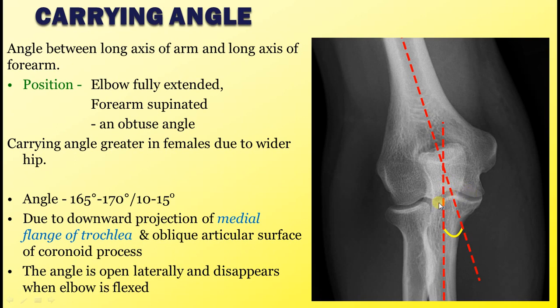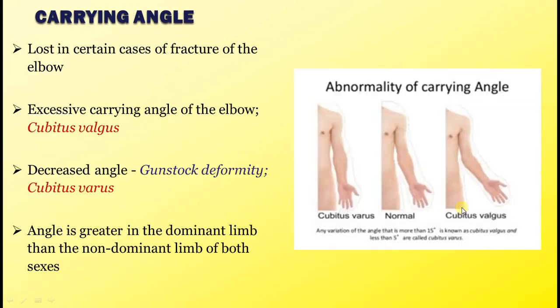Then if you look at the coronoid process of the ulna, it is not projecting anteriorly, but it is somewhat anterolaterally oblique. So these two factors bring about the carrying angle so that the ulna is not aligned in line with the humerus. Okay. Now, this is your normal carrying angle.